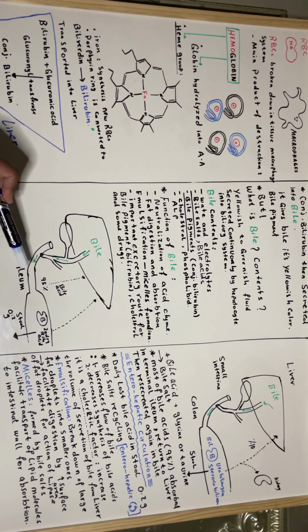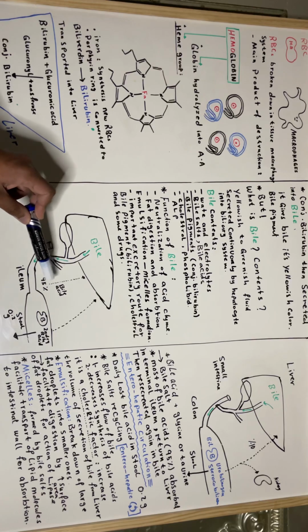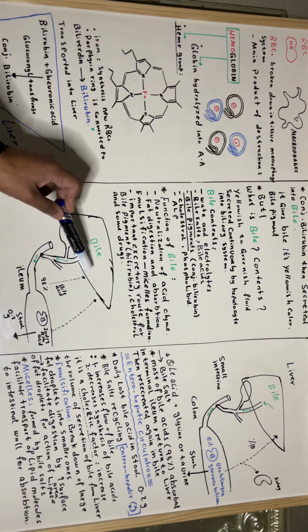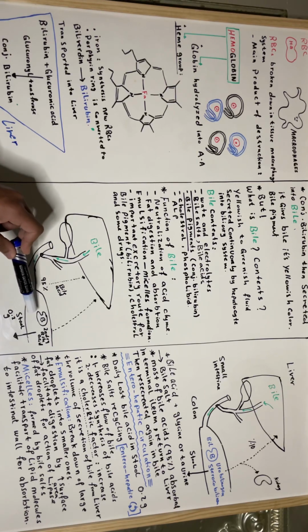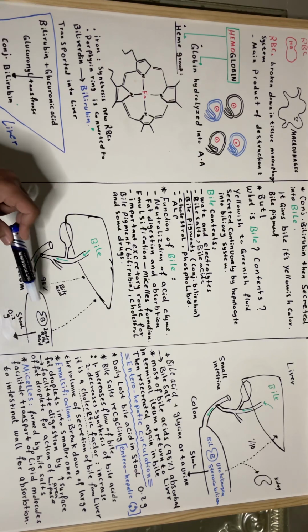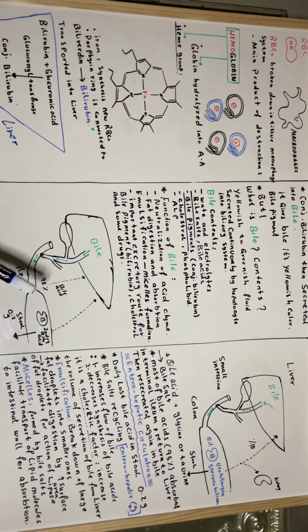Inside the small intestine, when it reaches the ileum, and especially the terminal ileum, 95% of bile acids is absorbed into the liver, and only 5% passes to the colon or large intestine. Inside the colon, as we know, we have intestinal bacteria. These intestinal bacteria convert the bile acid from the primary bile acid into secondary bile acid.